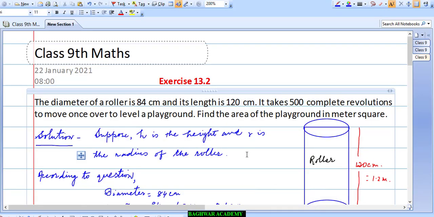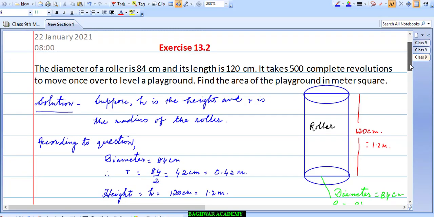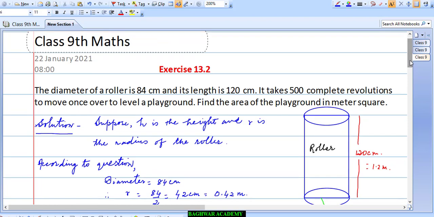Here you have question number 4, and our question is: the diameter of a roller is 84 centimeter and its length is 120 centimeter. It takes 500 complete revolutions to move once over to level a playground. Find the area of the playground in meter square. Before solving, you need to understand what has been given in the question, so that you will easily be able to solve it. So first of all, see what things have been given.